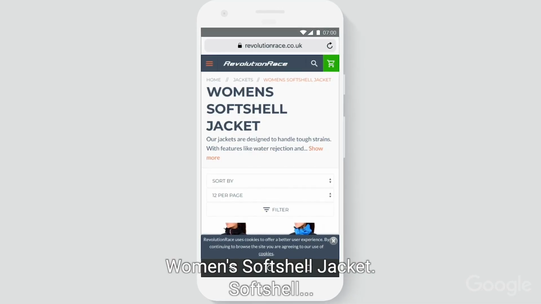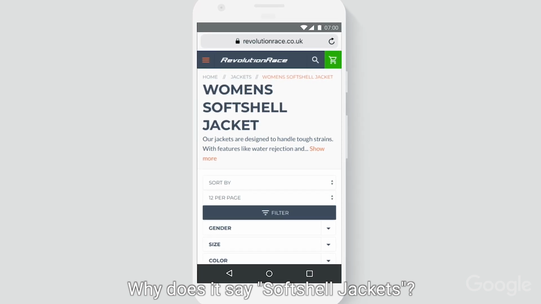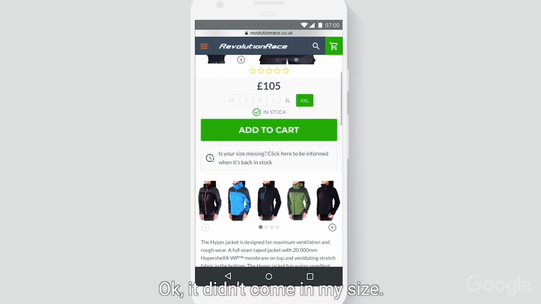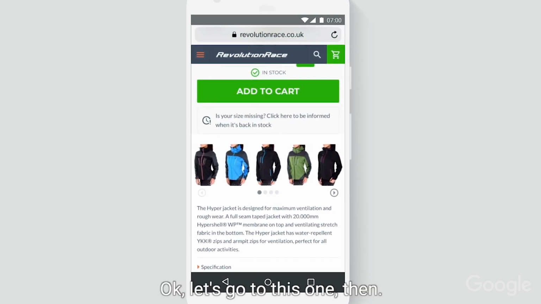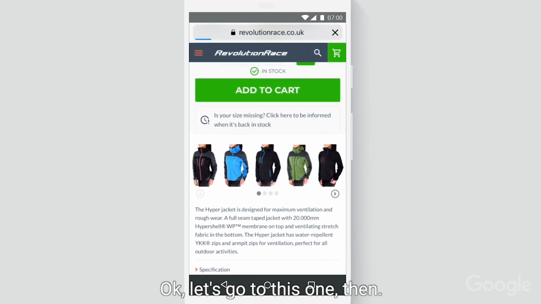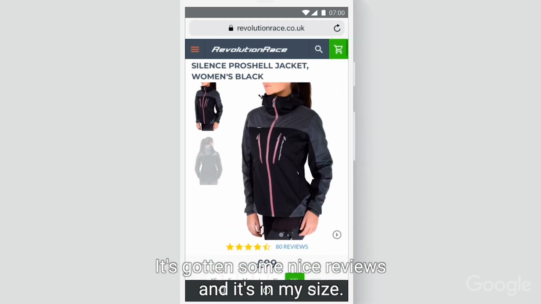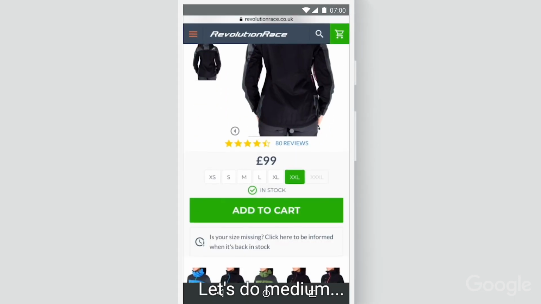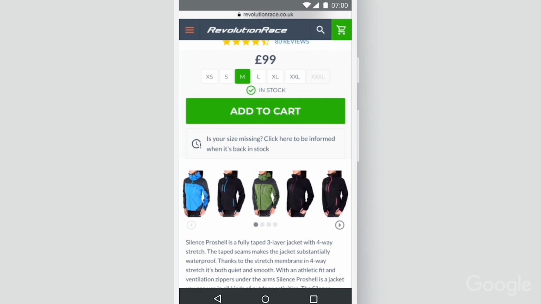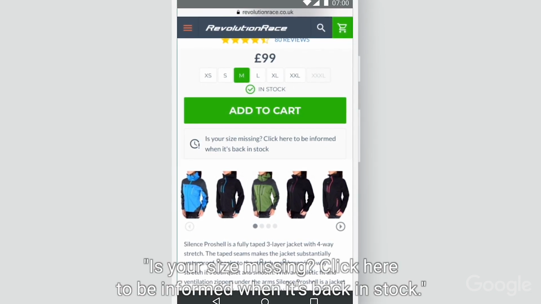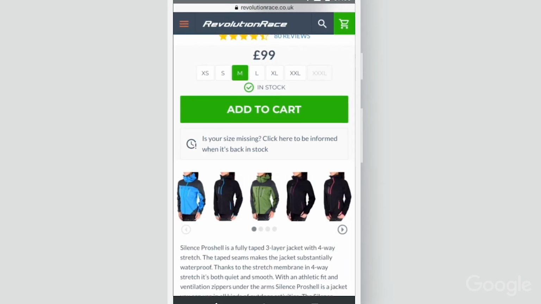Women's soft shell jacket. Soft shell. Why does it say soft shell jackets? Okay, so this one, they didn't have this one in my size. That's a shame. Okay, so let's see. Let's go to this one then. It's gotten some nice reviews. Oh, and it's in my size. Okay, I like this one. Okay, so let's do medium. Is your size missing? Click here to be informed when it's back in stock. When it's an email. No, I don't want to wait for that.